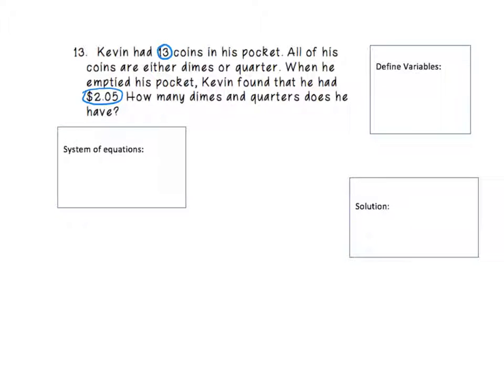See that total there again. How many dimes and quarters does he have? Back to when I'm defining my variables. I need to make sure I can answer that question when I do so. So how many dimes and quarters does he have? Well, I'm going to say D equals the number of dimes, and Q equals the number of quarters.